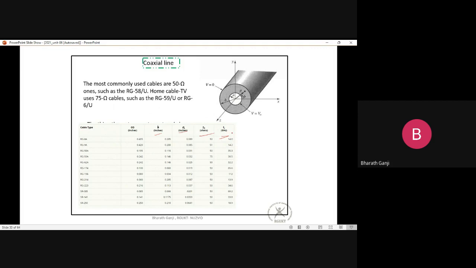I guess with this, we have an understanding regarding the coaxial cables. Maybe in the next session, we'll talk about the coaxial connectors and the other planar transmission lines.